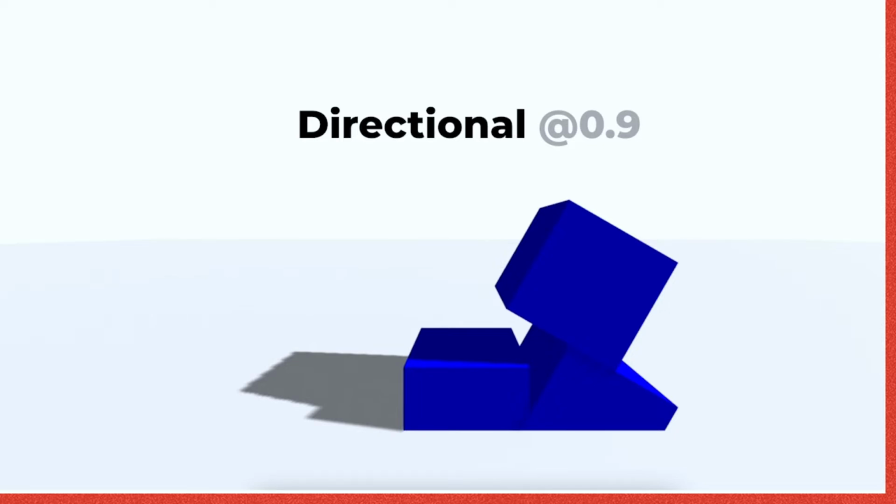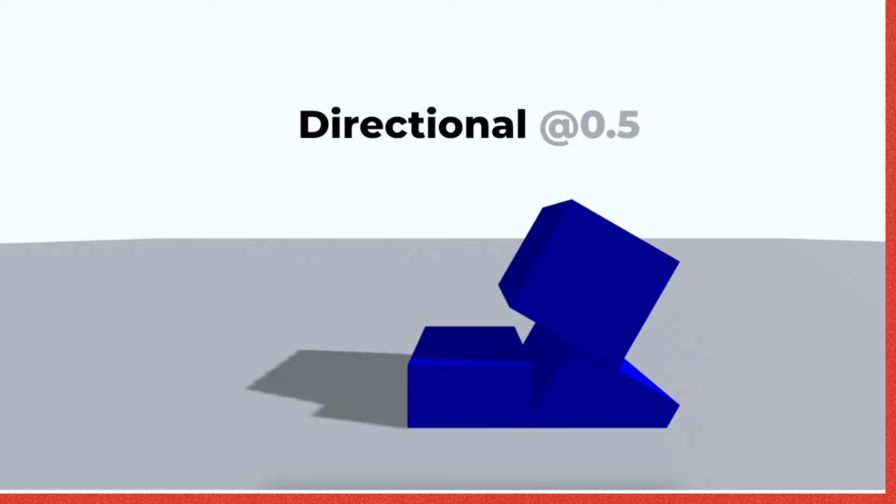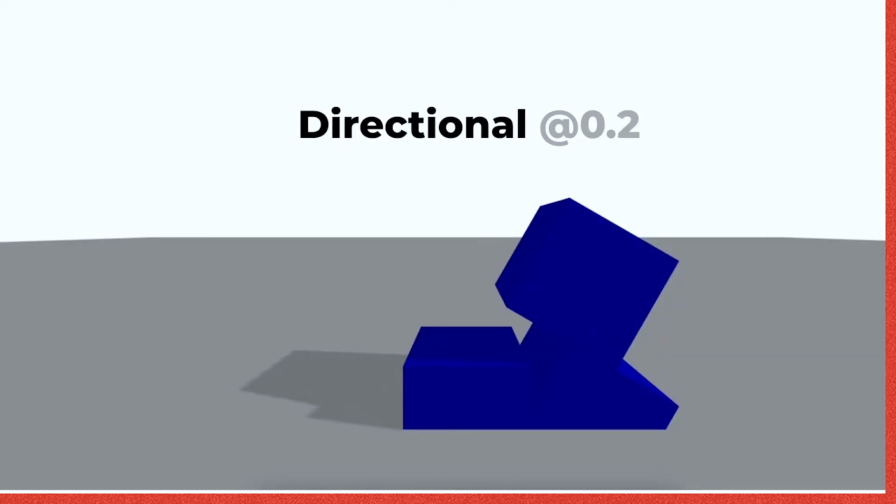Directional light you can think of like the sun. It's the light casting the box's shadow in this VR environment. Turn down the intensity of the directional light and you get less contrast in your shadows. And here's even less contrast.